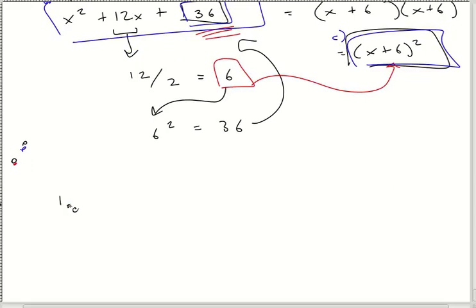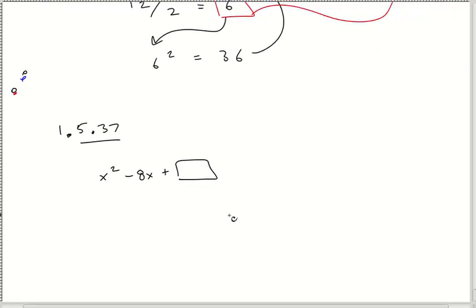So next one. 1, 5, 37. I got x squared minus the 8x plus the 16. Oh, I gave it away. Wah, wah, wah. So, same process as last time. Complete the square. No way it's a 16. No way. Okay, well, sorry about that, guys. I was just so excited.